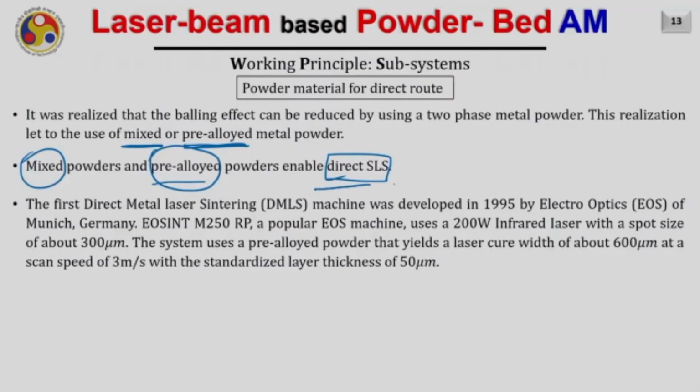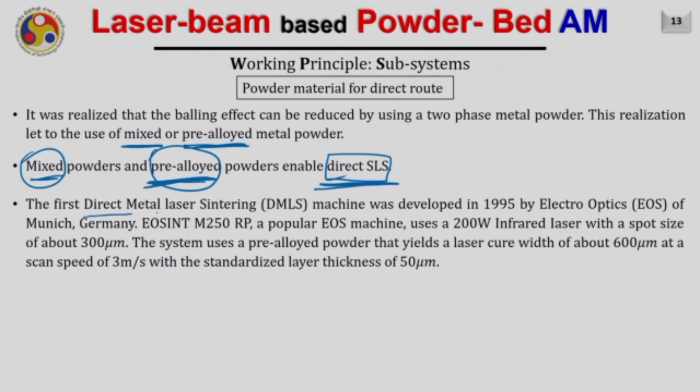Then later on, of course, laser powders were available and the process was available to many researchers. They came up with many solutions and developed the window where this balling effect could be eliminated, and even directly the metal was used not only for sintering but melting. But at this stage, the direct SLS was produced only with the mixed powder or pre-alloyed powder.